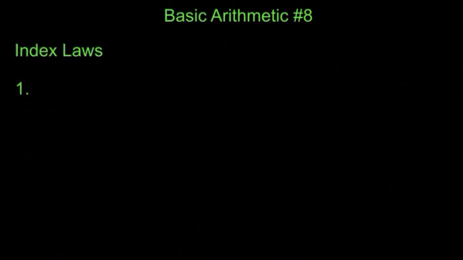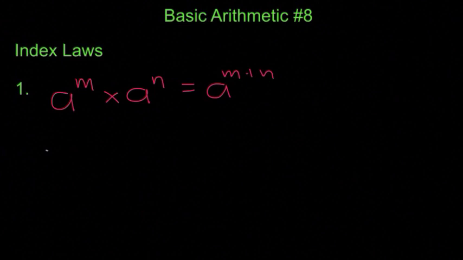The first index law states that if I have two numbers with the same base but different powers multiplying each other, then I can take that same base and just add the two powers together. So an example of that would be x to the power of 3 times x to the power of 2 would be x to the power of 3 plus 2, and that would be x to the power of 5.